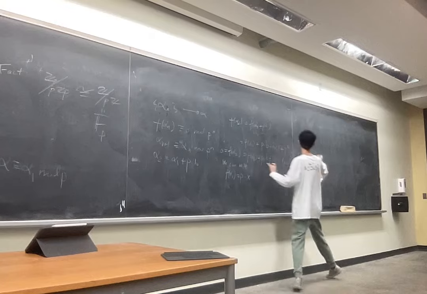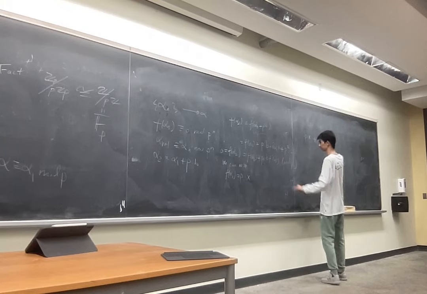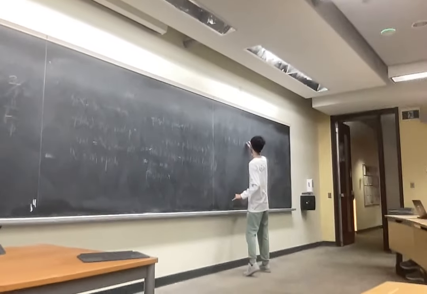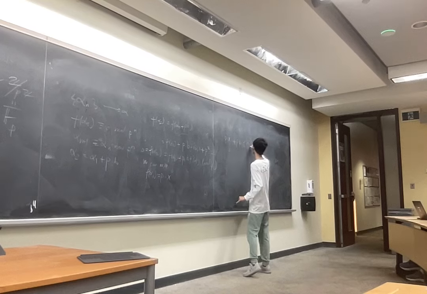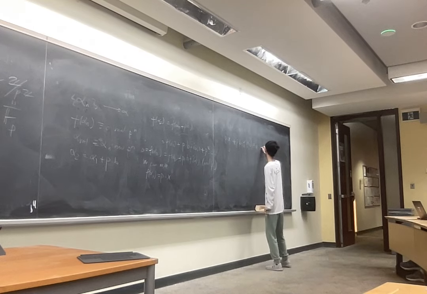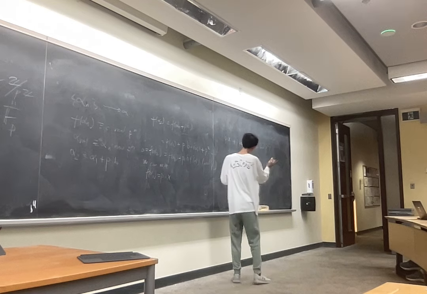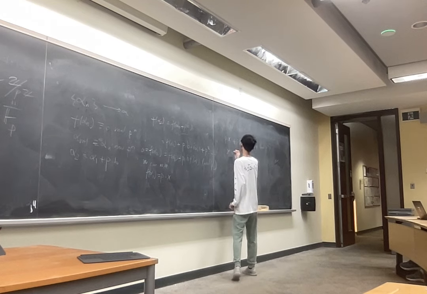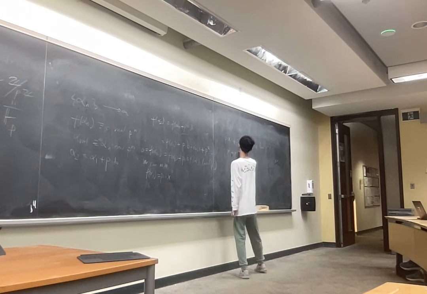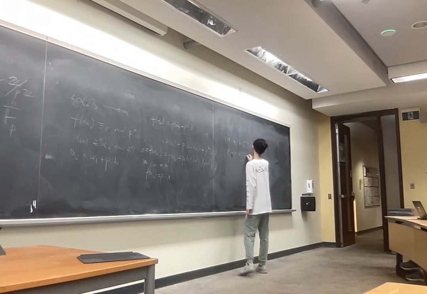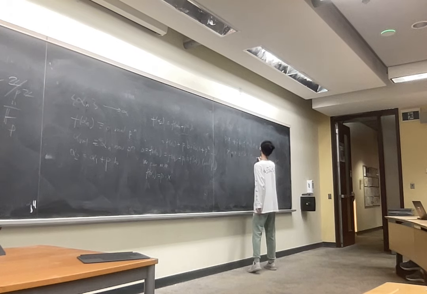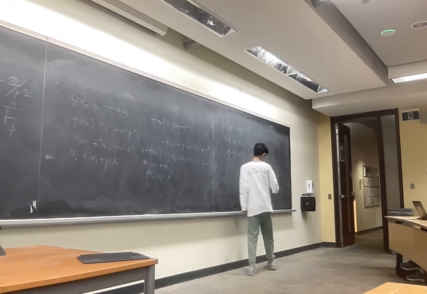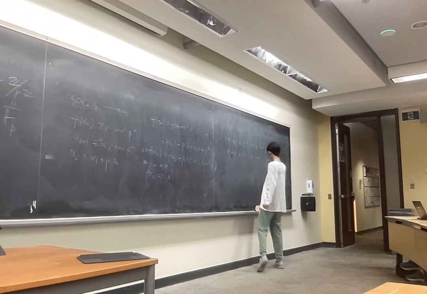plus p times b times f prime of alpha 1 congruent to 0 mod p squared. We divide by p squared on both sides. We divide by p on both sides. We have x plus p times b f prime of alpha 1 congruent to 0 modulo p, which reduces to the field F_p case basically.